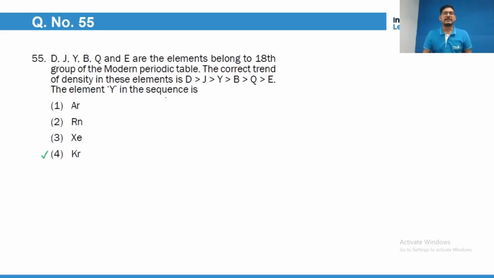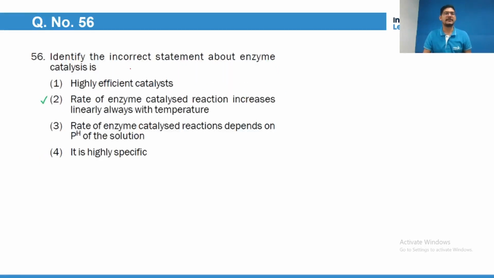In this case, the density of noble gases increases down the group. So helium, neon, argon, krypton, xenon, and radon, right? So the element Y would be krypton. Identify the incorrect statement about enzyme catalysis is, of course, the second statement, because the rate of enzyme catalyzed reaction does not increase linearly with temperature, right? Because there is an optimum temperature range. After that, the activity and hence the reaction rate decreases.